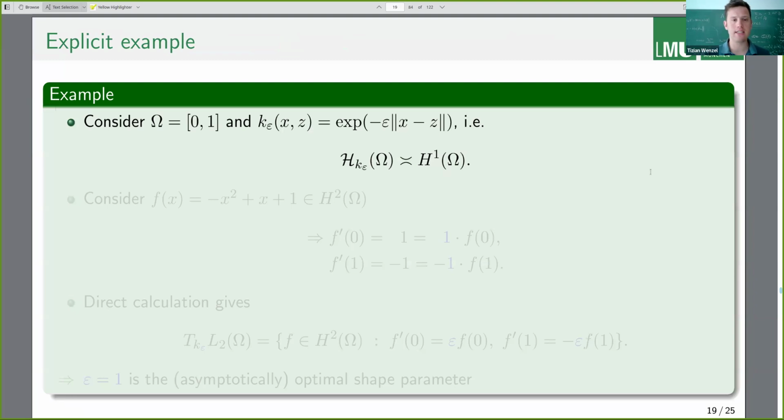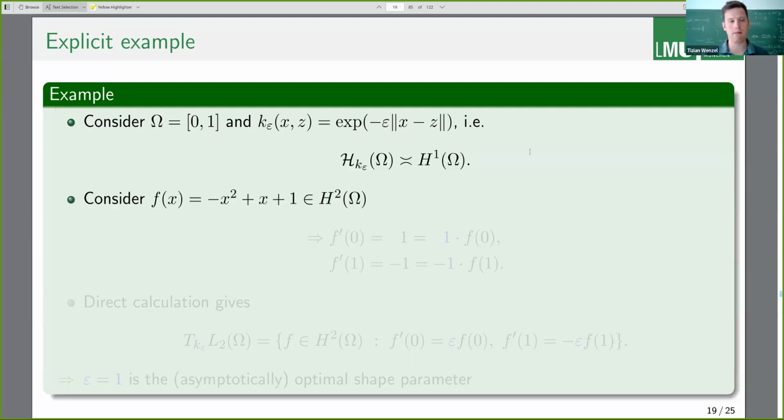But first, I have a very easy example which shows how all of this works in practice. In order to be very simple, we consider a one-dimensional setup, so a domain which is given simply by the unit interval. We consider our exponential kernel here, and this exponential kernel for sure has some shape parameter epsilon. And what we know is that our reproducing kernel Hilbert space is still norm-equivalent to the Sobolev space H1 for any kind of shape parameter. And now I would like to approximate this following function.